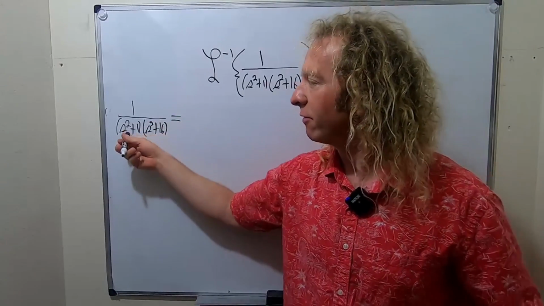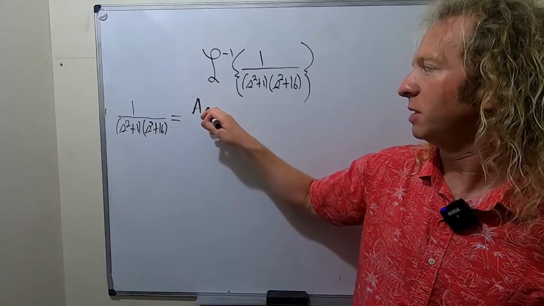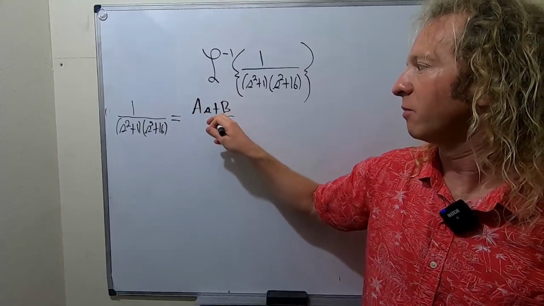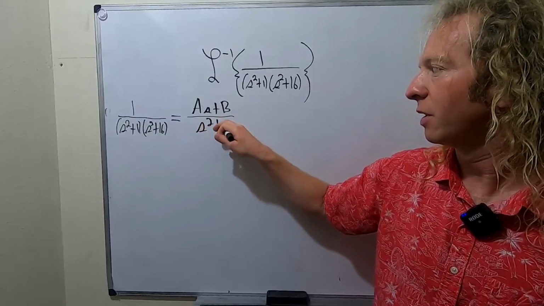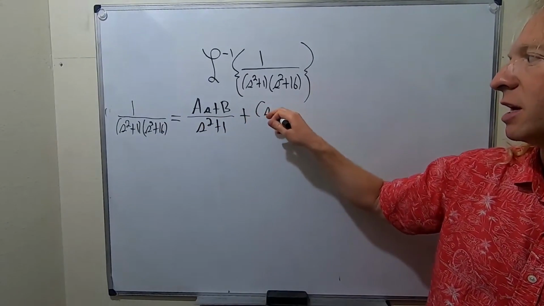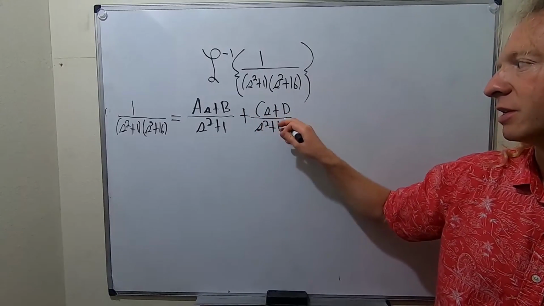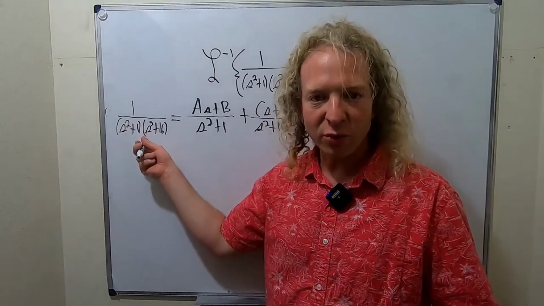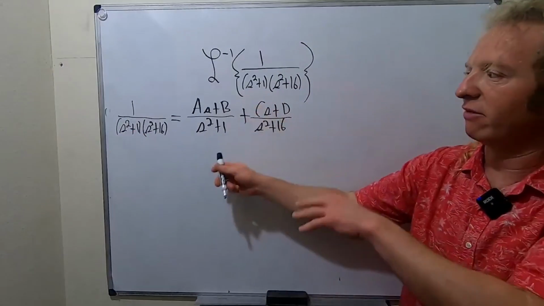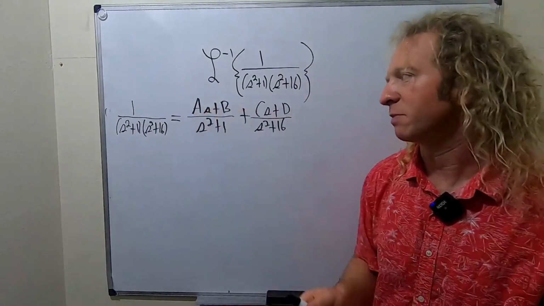So whenever you have quadratics, you have to have AS plus B. Then on the bottom, we have S squared plus 1. And then this one will give us CS plus D. So plus CS plus D. And then here we have S squared plus 16. So if it was like S plus 1, it would be linear. In that case, you would just have an A. But whenever it's S squared plus a number, you have to have the AS plus B.